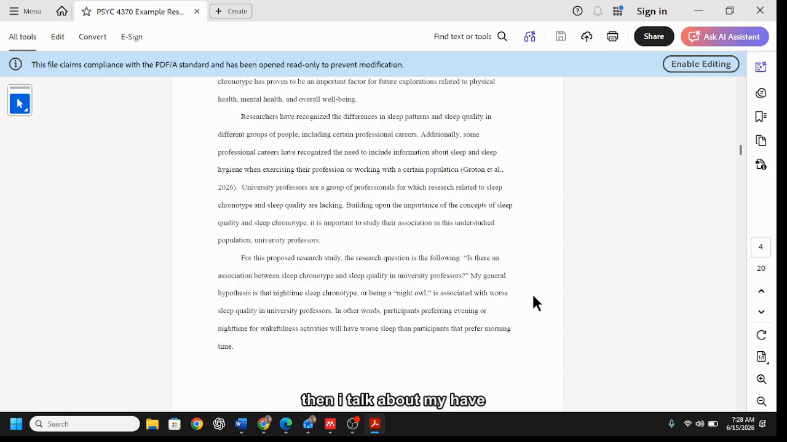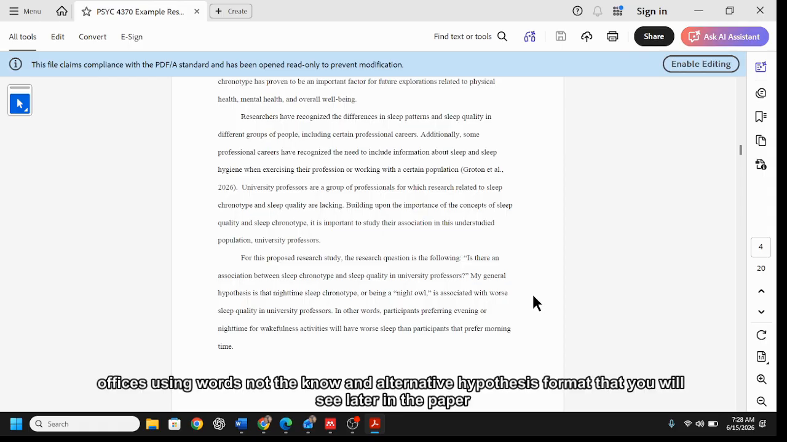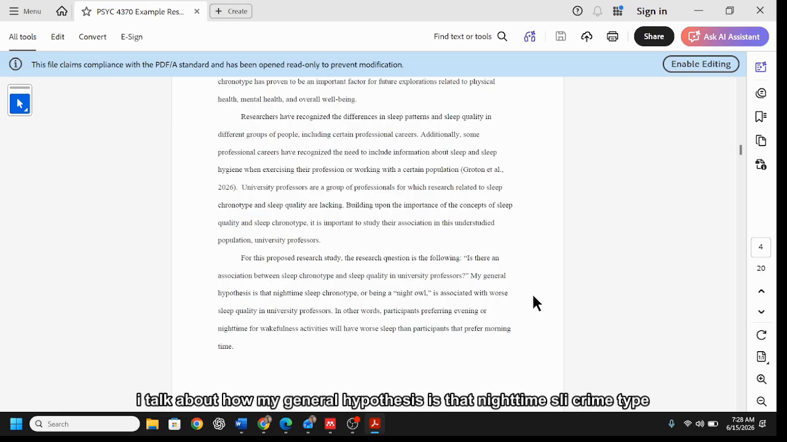Then I talk about my hypothesis using words, not the null and alternative hypothesis format that you'll see later in the paper. I talk about how my general hypothesis is that nighttime sleep chronotype, or in other words, being a night owl, is going to be associated with worse sleep quality in university professors. That's instinctual, but there's research up there that I've summarized that actually backs that up.